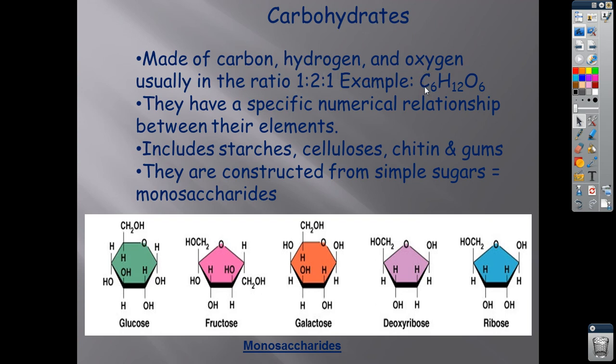So it gives you as an example here, if I've got 6 carbon, 1 to 2, if I've got 6 carbon, I've got to have 12 hydrogen. And whatever you have of hydrogen, you're going to have half of oxygen. So if I've got 12 of hydrogen, you're going to have 6 of oxygen. Okay? So the ratio for carbohydrates is 1 to 2 to 1. There's that specific numerical relationship between them. Carbohydrates include our starches, our celluloses, our chitin, and our gums. And basically, carbohydrates are your monosaccharides, your simple sugars.